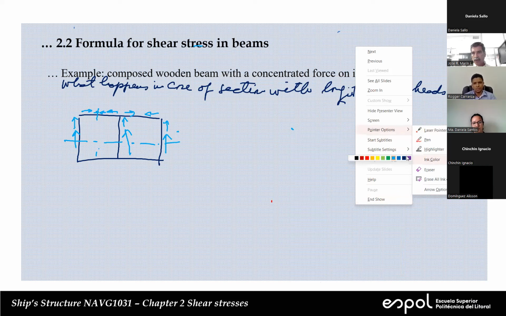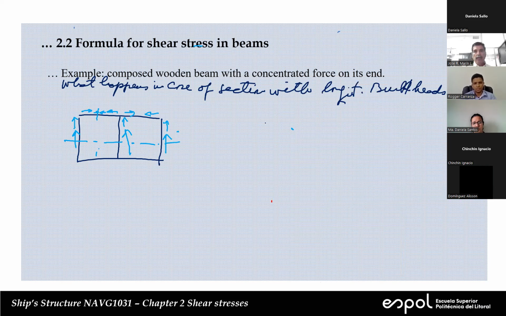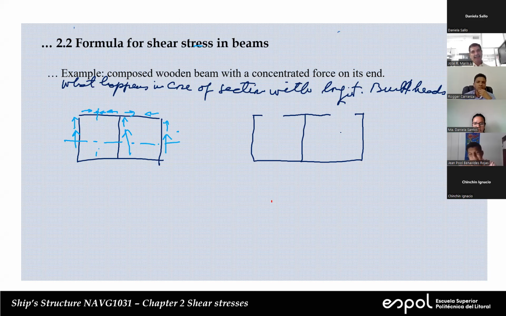Change color. Can you analyze the same section? Now, let's use a hole. Can you analyze that? Mr. Benavides, can you analyze that situation? We should.